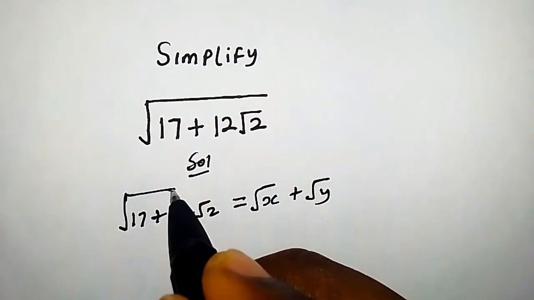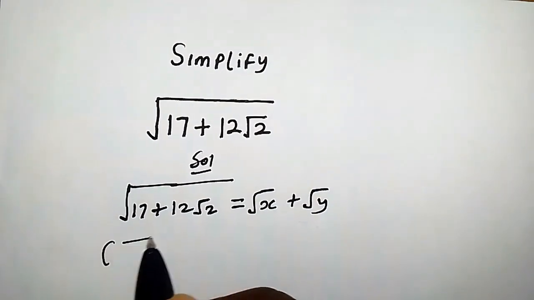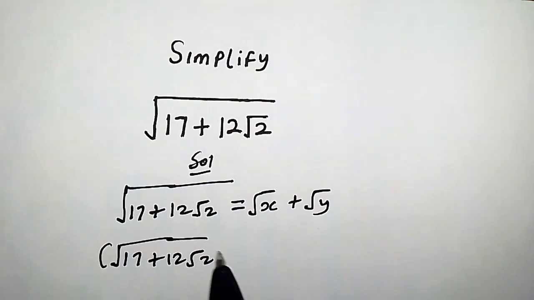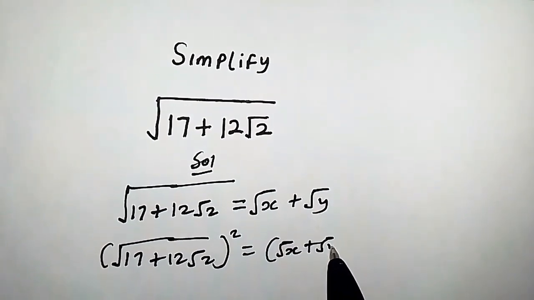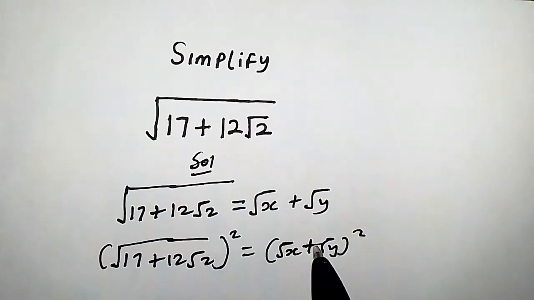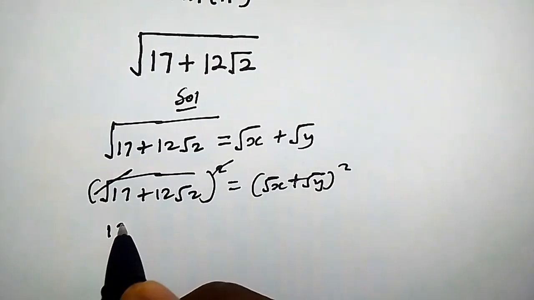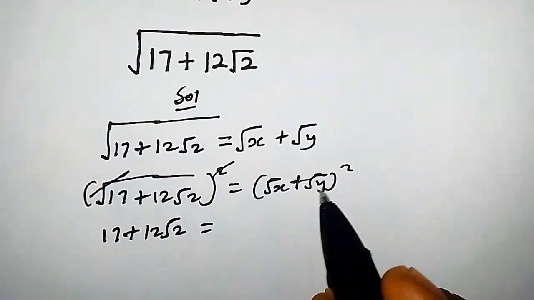Suppose we take the square of both sides. So we're going to have square root of 17 plus 12 root 2, all squared, equals square root of x plus square root of y, everything squared. This bigger square root takes care of these two, so we are left with 17 plus 12 root 2 equals. So let's expand this.